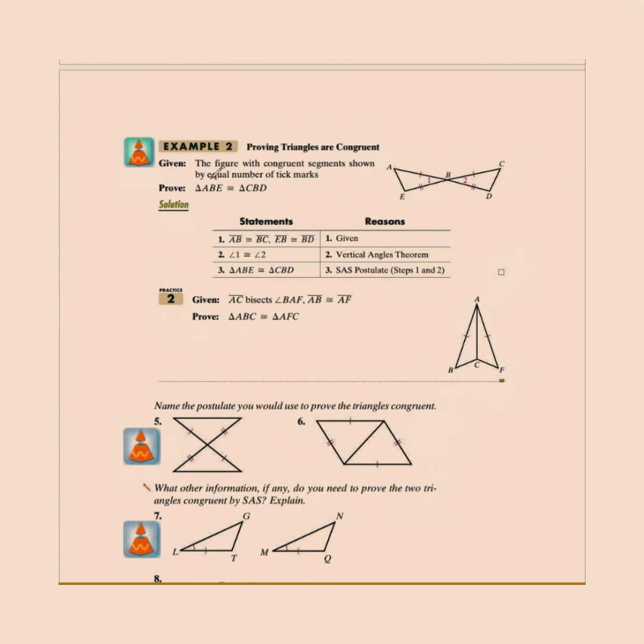I can see what is given to us: the figure with congruent segments is shown with an equal number of tick marks. So I can see that line segment AB is congruent to line segment BC, and this information has been given to us. Line segment EB is congruent to line segment BD. This information has also been given to us.